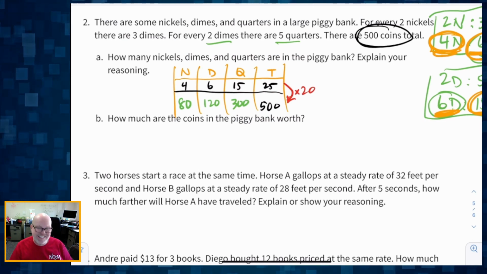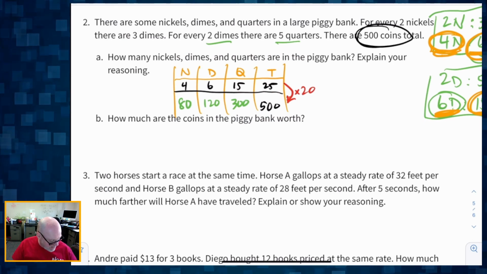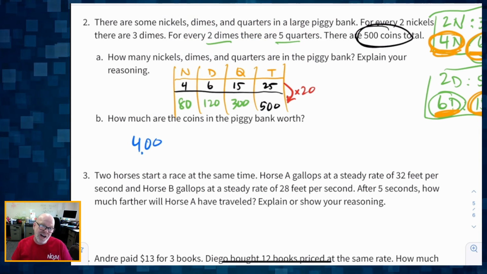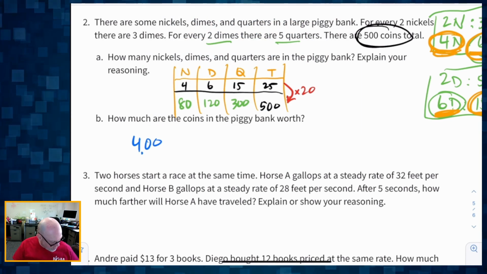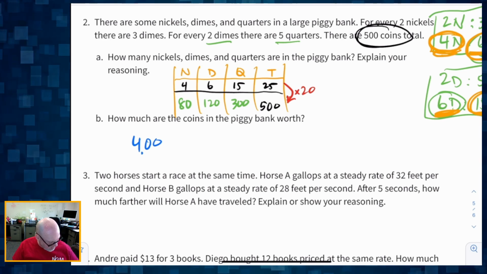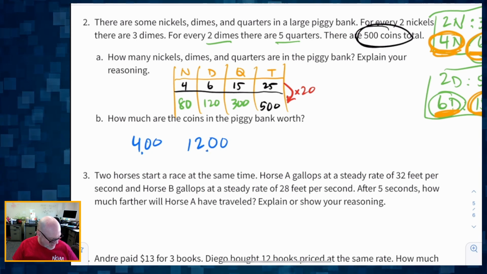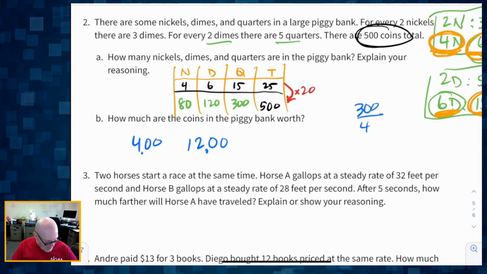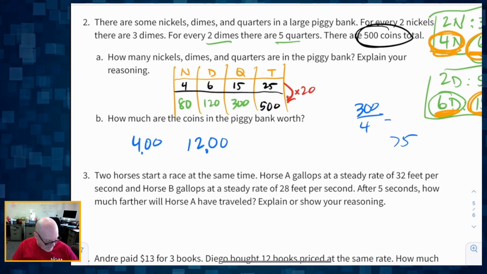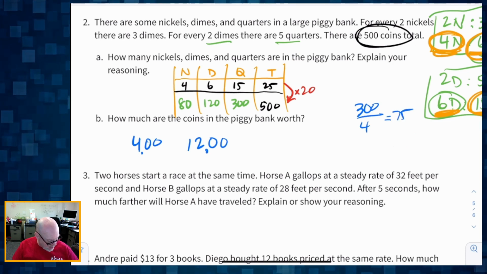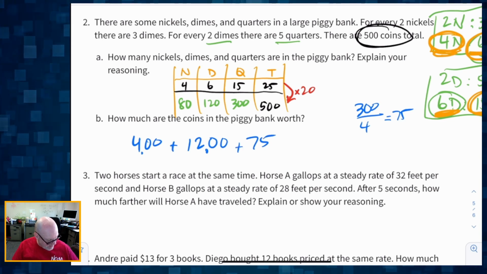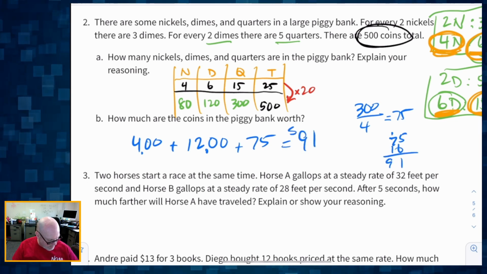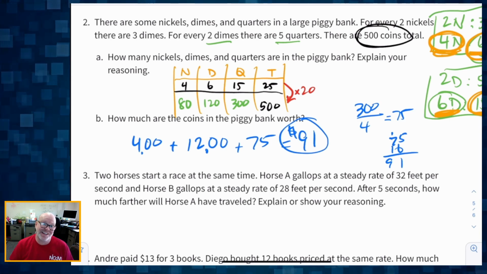So how much are the coins in this piggy bank worth? Well, boy, let's see. 80 nickels is worth $4. 120 dimes is worth $12. No, yeah, $12. And 300 quarters. Oh my gosh, 300 divided by 4 is 75. Okay, so that's $75. What? And then we add those together and we get 75 plus 16. What is 75 plus 16? 91. So that's 91 smackaroonies. That's awesome. All right.